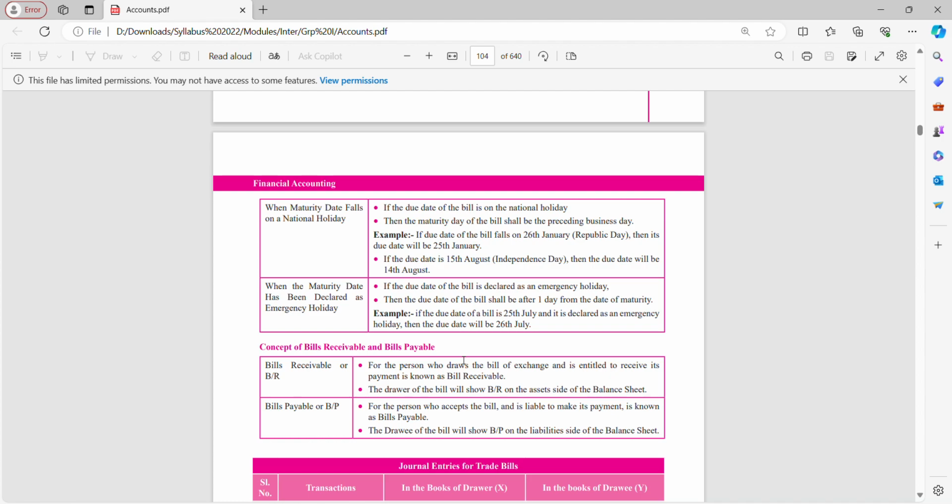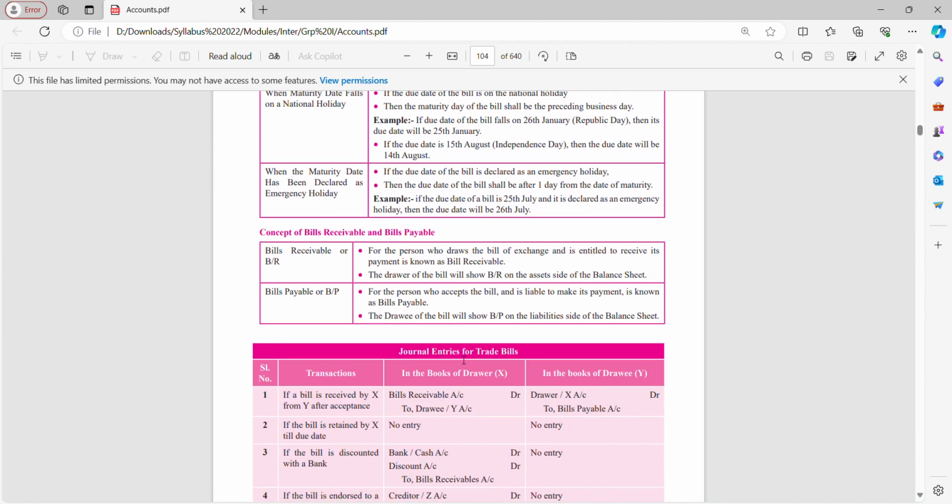Now suppose maturity date is an emergency day. When the maturity date has been declared as emergency holiday, then one day after. Suppose 27th Feb is emergency holiday and today was my maturity, then please make payment on 28th Feb. So if the due date of bill is declared as an emergency holiday, then the due date of the bill shall be after one day from the date of maturity. If the due date of bill is 25th July and it is declared as an emergency holiday, then the due date will be 26th July.